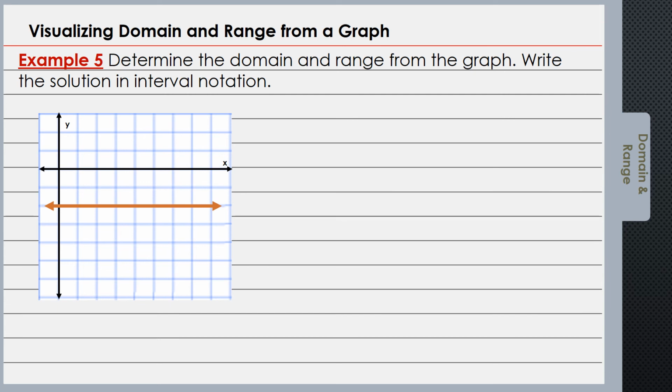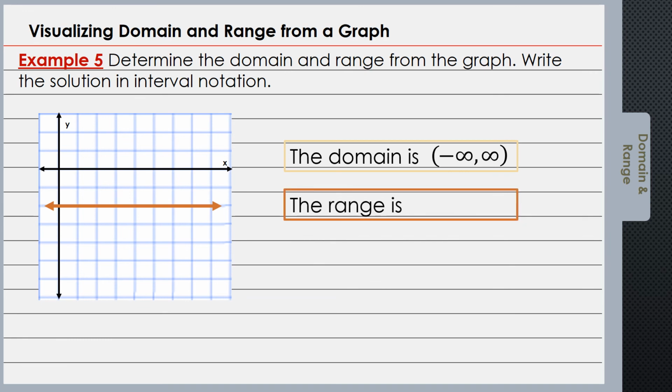Example 5. Again, we're being asked to identify the domain and range. Now the domain means the x values, which means we're going to follow the x-axis. So we look how far left and how far right. As you look to the left, you see an arrow, which means negative infinity. As you look to the right, you see another arrow, which indicates positive infinity.